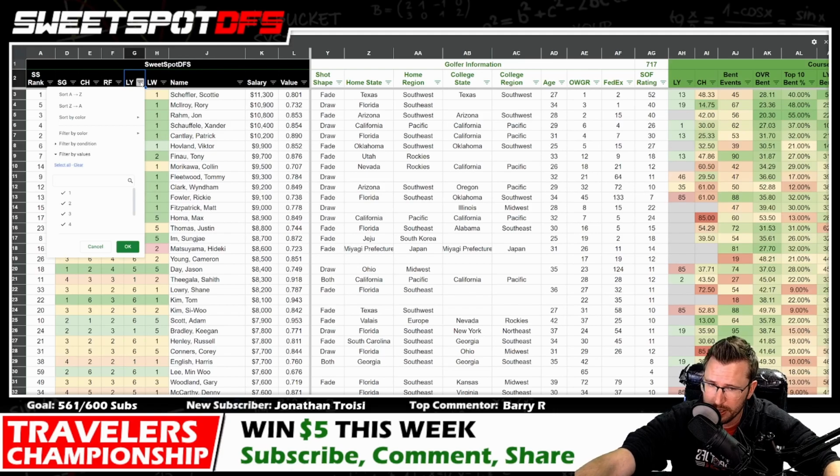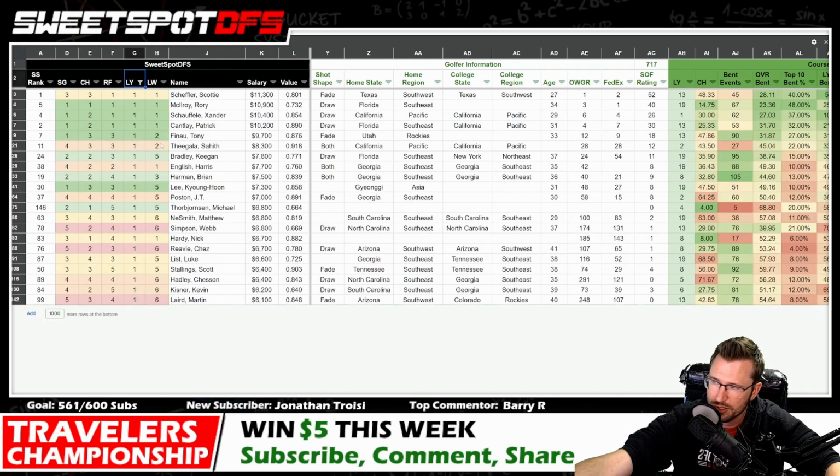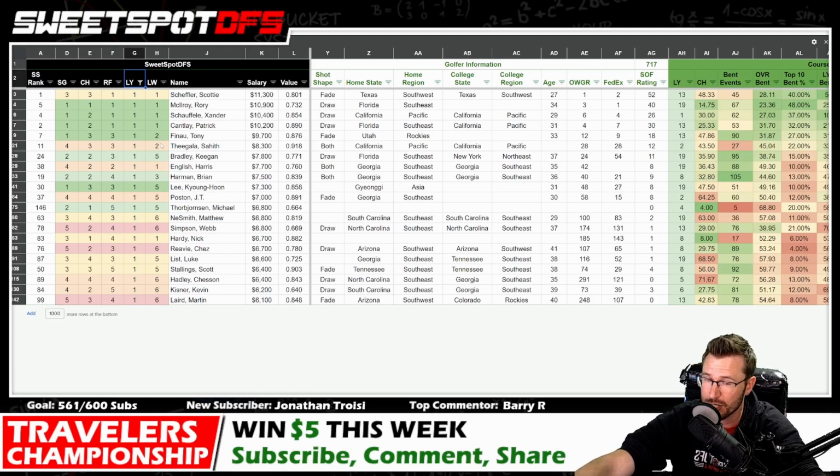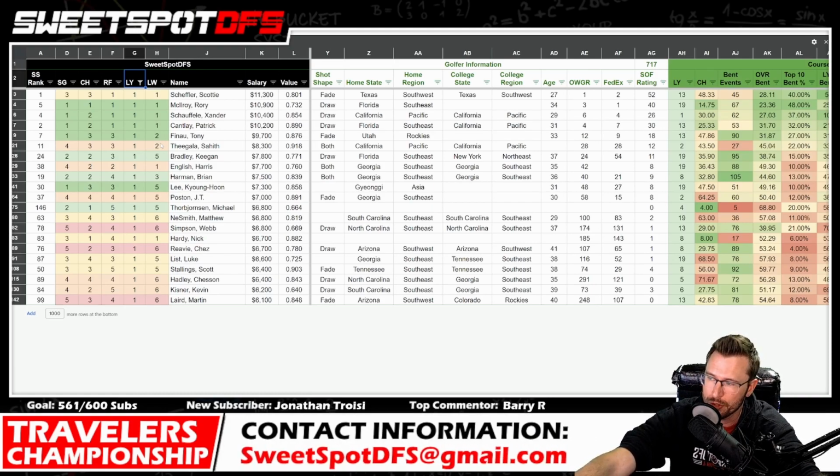You want it to be completely empty, because when we go ahead and filter by this, you want to be able to see every golfer. So clear everything out and select 1. This is our last year 1. So again, the projection is 1 to 3. That's what I'm projecting to be inside the top 10. Of course, we reviewed the US Open.